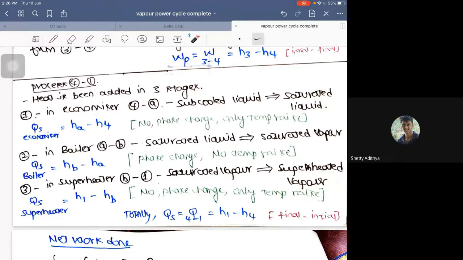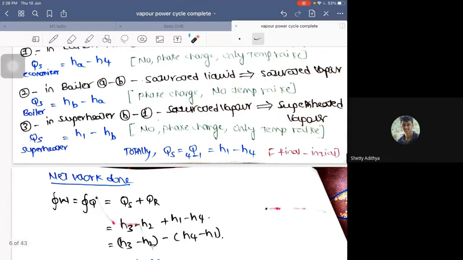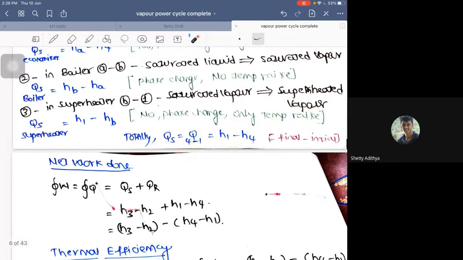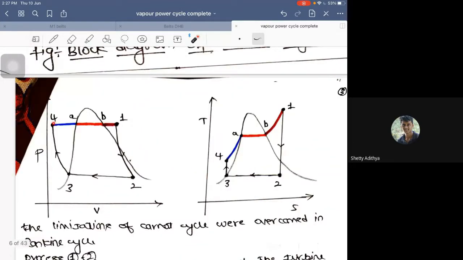So let us move forward. Now we will calculate the value of the net work done. How will you calculate it? According to the first law of thermodynamics, the total work flow is equal to the total heat flow. Now, what is the total heat flow? It is heat supplied plus heat rejected. Where are you supplying heat? You are supplying heat from 4 to 1. Where are you rejecting heat? You are rejecting it from 2 to 3.